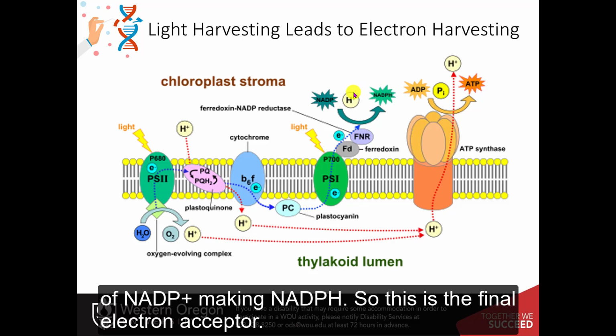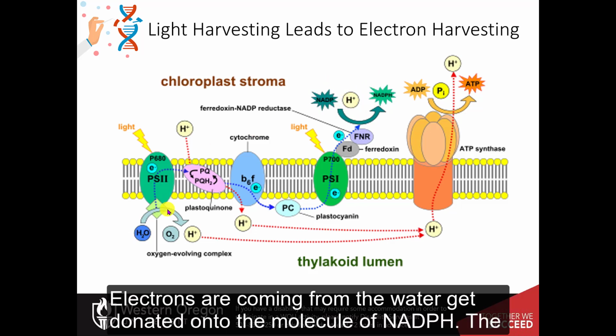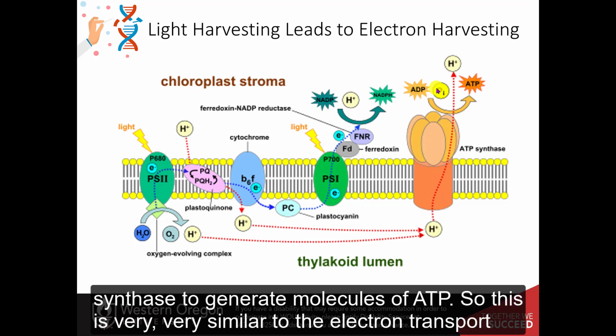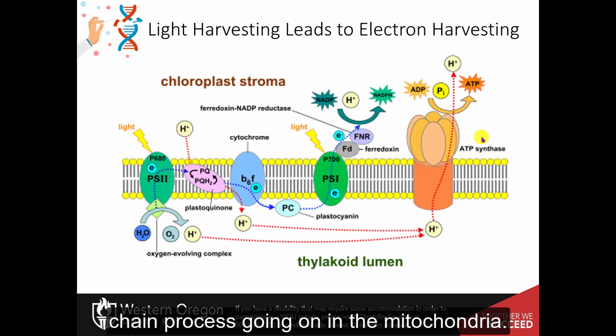So this is the final electron acceptor. Electrons are coming from the water, and get donated onto the molecule of NADPH. The proton gradient that forms inside the thylakoid lumen is going to be utilized by an ATP synthase to generate molecules of ATP. So this is very, very similar to the electron transport chain process going on in the mitochondria.